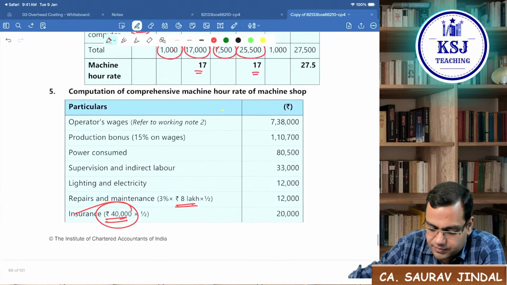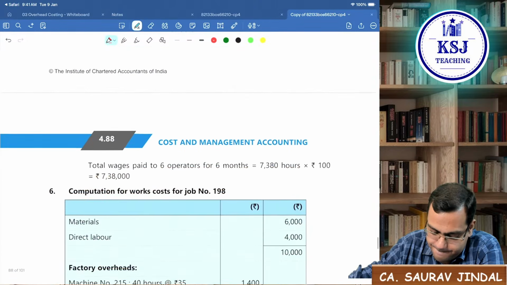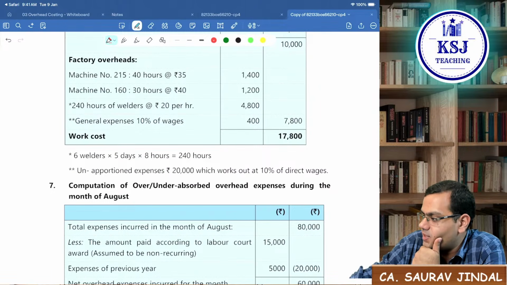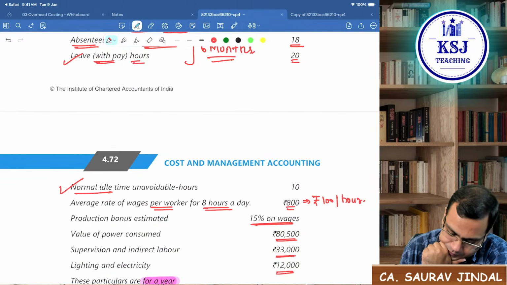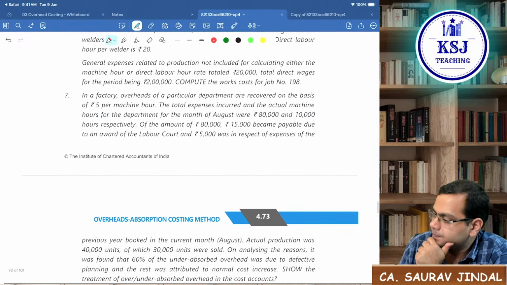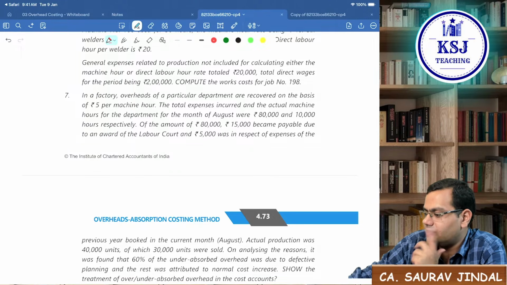Any other doubt in this question? Yes. Any other doubt, guys, in this question? Yes. Anyone else having any doubt?